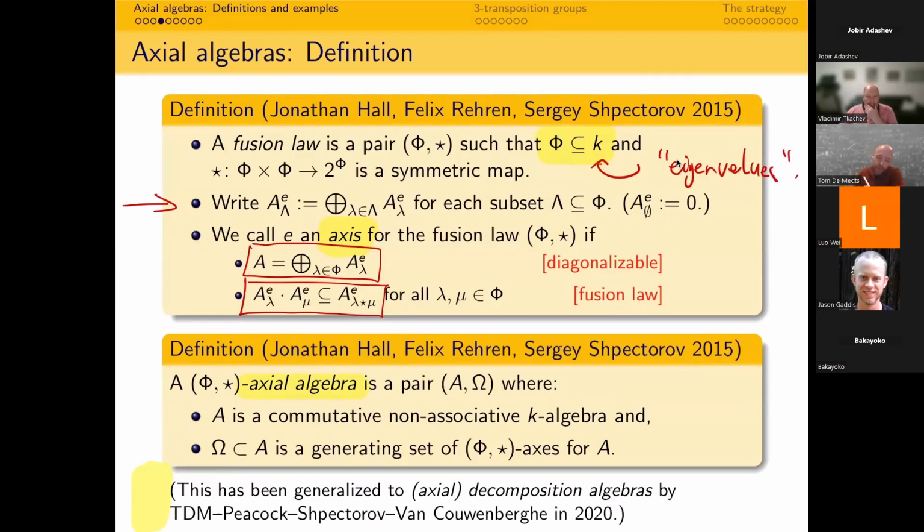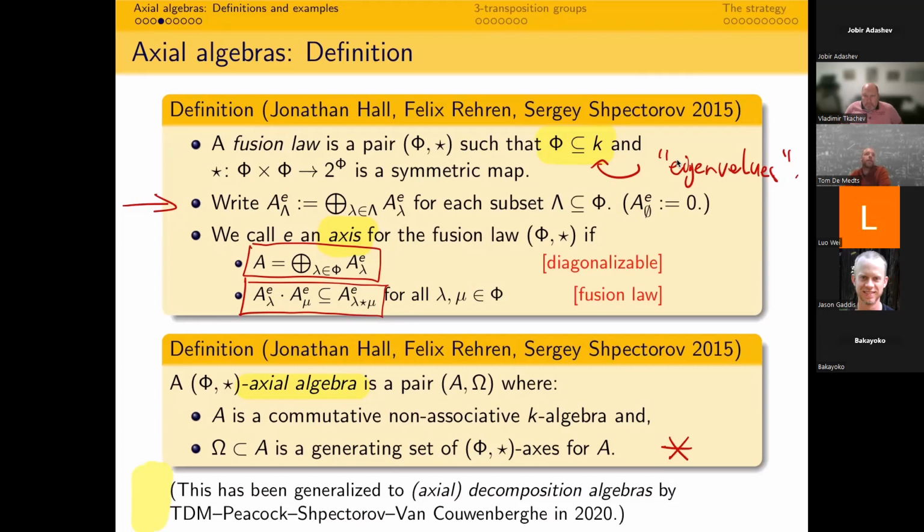And there is one more small condition, which is this one here. This condition tells us that we want to have sufficiently many of these axes. So we want to have a generating set of axes. So we want to have many idempotents in our algebra. Okay, and then we get the notion of an axial algebra.